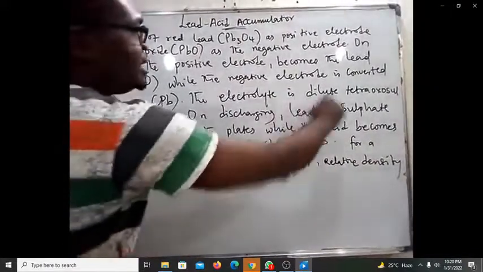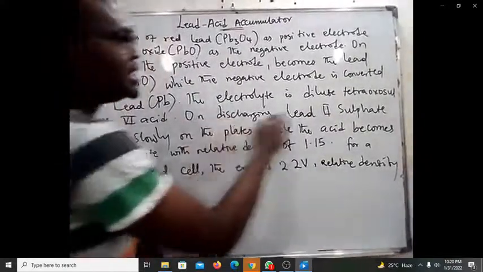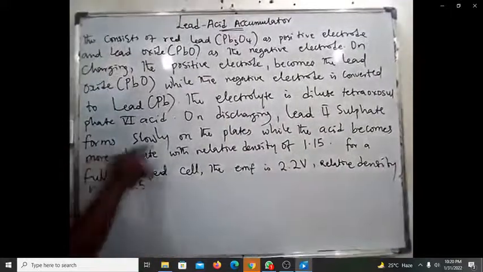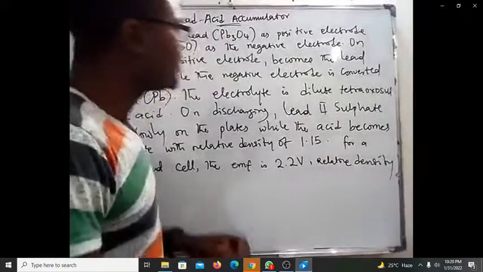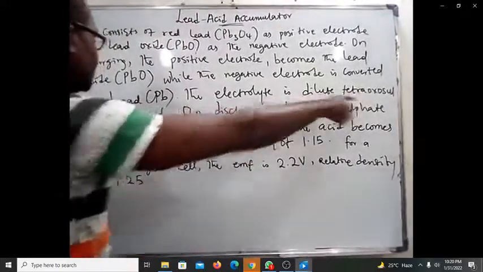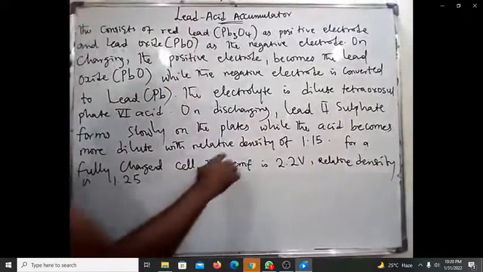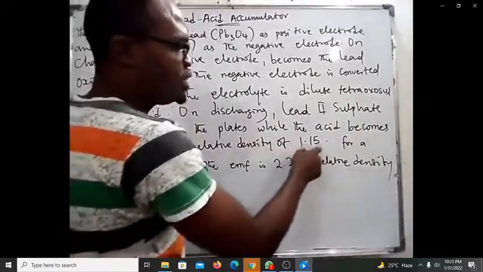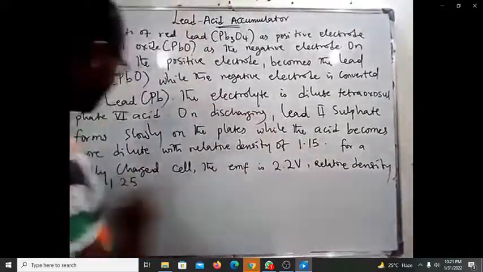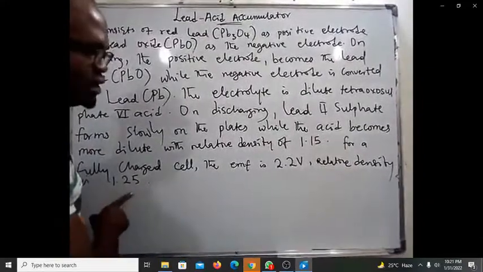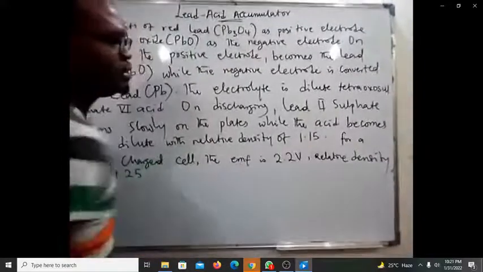The electrolyte is dilute what? Tetraoxosulfate 6 acid. On discharging, lead 2 sulfate forms slowly on the plate, while the acid becomes more dilute. You understand? You see that the acid is what? Dilute tetraoxosulfate 6. When you keep using it, it will become more dilute. So it will now have a density of what? 1.15. But the one that is fresh, that is not yet used, the density is what? 1.25. You understand? So when it is discharged, it will have density of what? You see that?